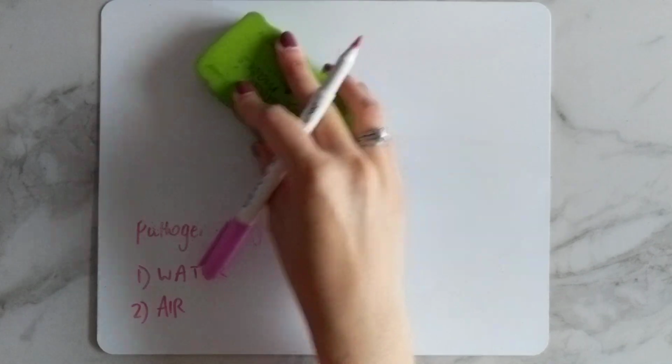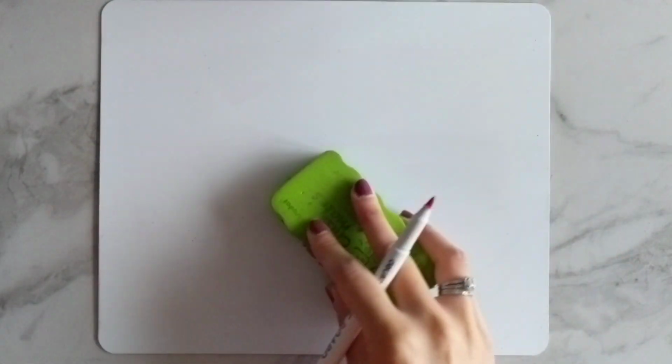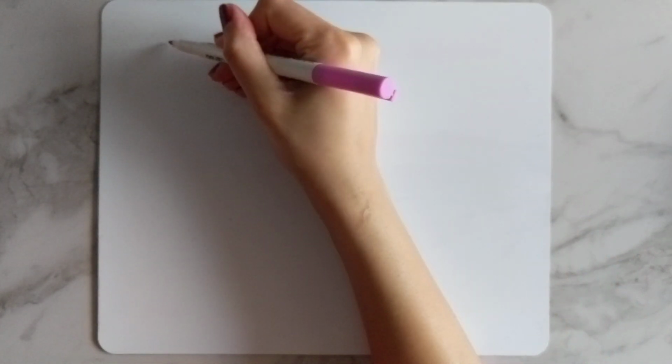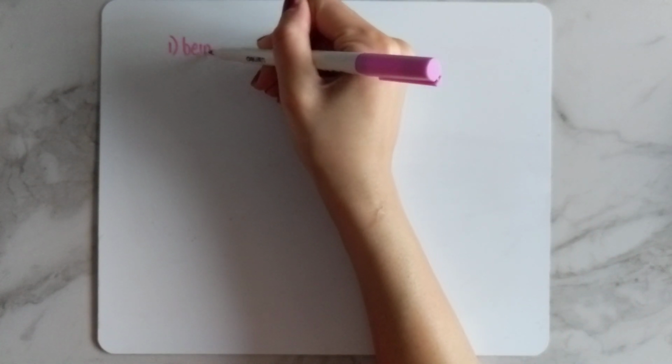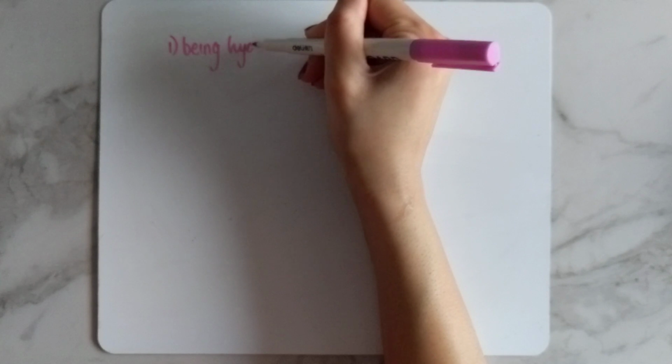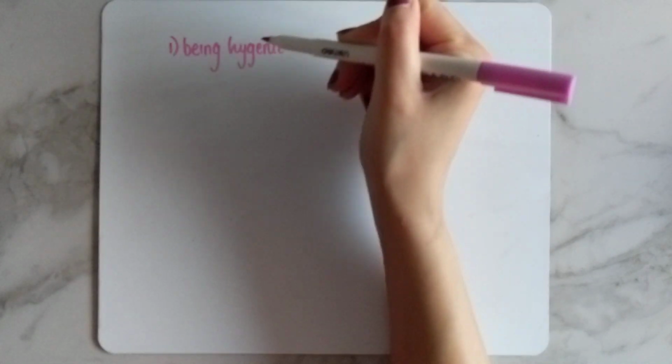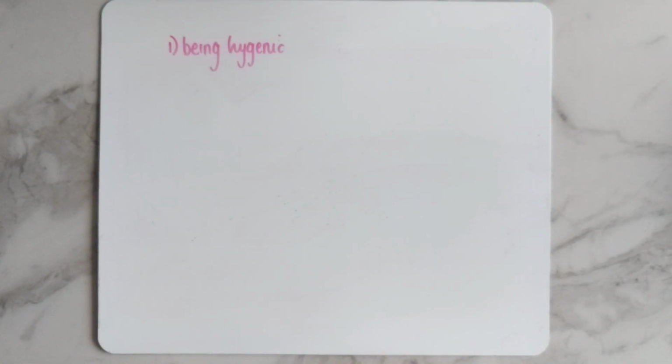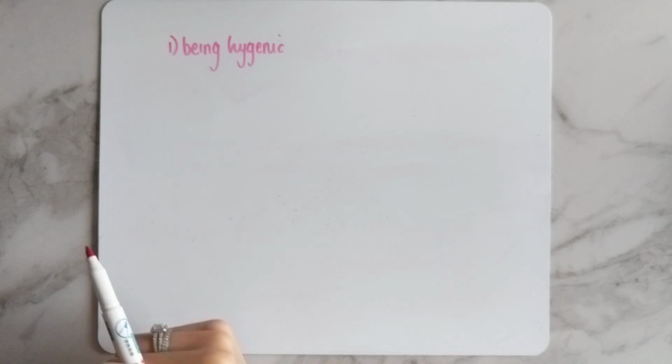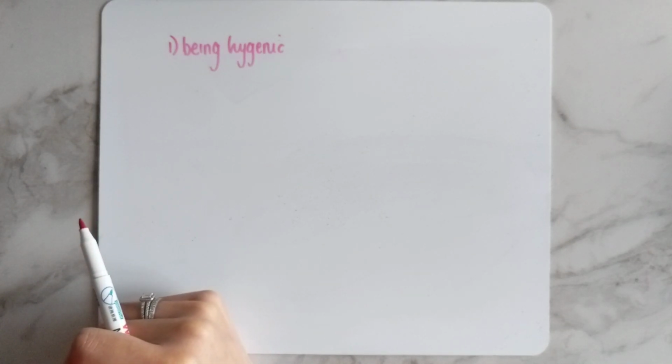Okay, so how can diseases be reduced or prevented then? So first thing is by being hygienic. So being hygienic means washing your hands with soap thoroughly. If you've sneezed, you use a tissue and you throw it away.